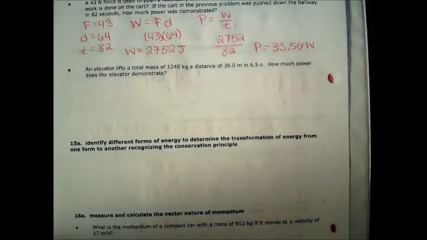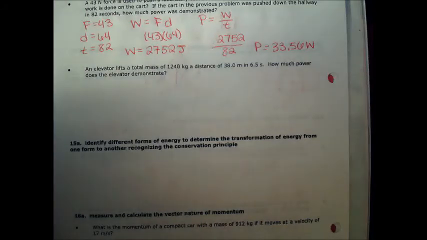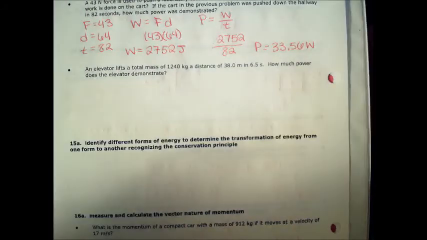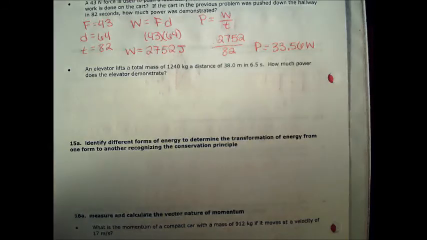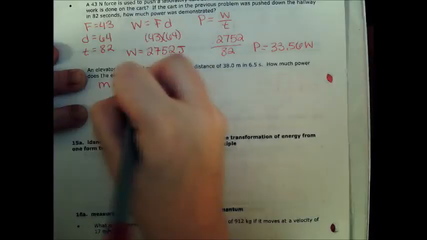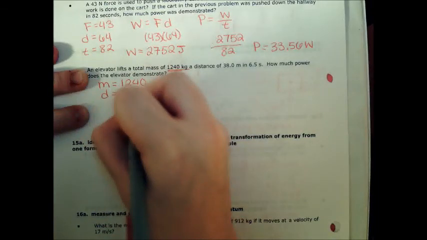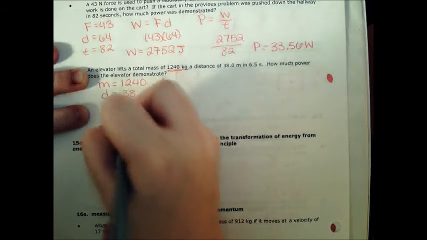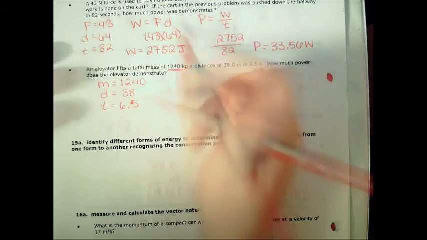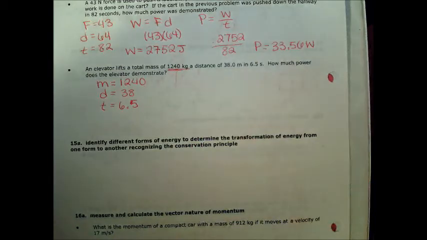This one's a little bit trickier, only slightly. It says an elevator lifts a total mass of 1,240 kilograms, a distance of 38 meters in 6.5 seconds. How much power does the elevator demonstrate? The thing you have to notice is that they have not given you a force here. They've given you a mass. We have a mass of 1240, a distance of 38, and a time of 6.5. Now, there's not an equation for work that includes mass. You have to be able to make the connection.